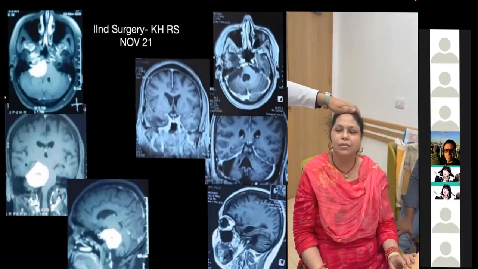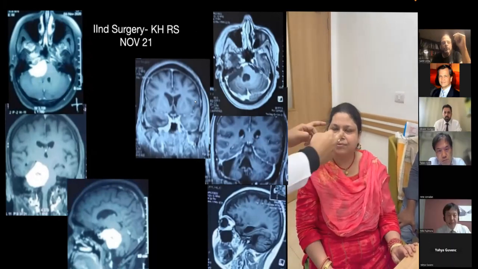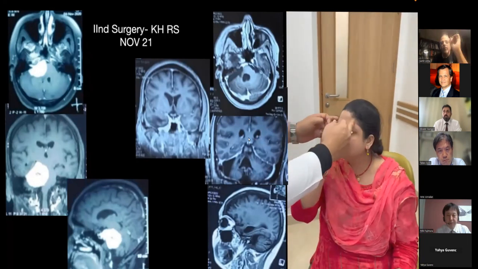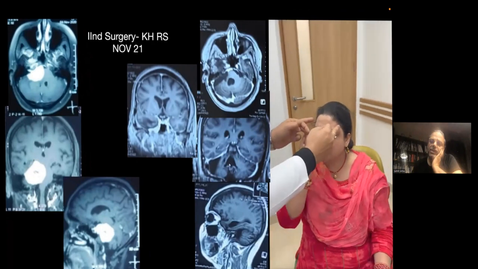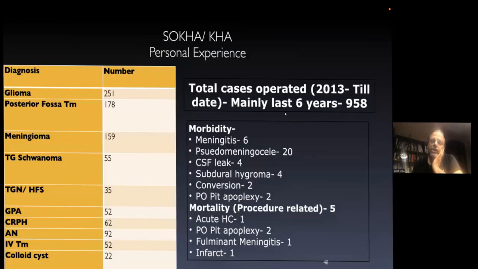Now, this is after the second operation, for the residual tumor after the first surgery. She went through the retrosigmoid surgery and removal. This is the follow-up, and 1.5 years after, the patient is completely intact after the second surgery. So this is my humble experience over the last 6 years. Mainly, it is in the last 6 years.